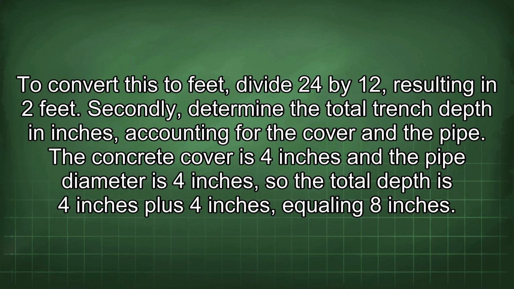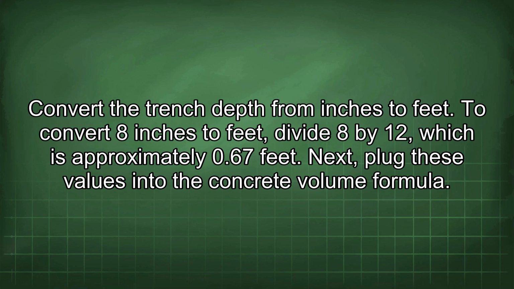Secondly, determine the total trench depth in inches, accounting for the cover and the pipe. The concrete cover is 4 inches and the pipe diameter is 4 inches, so the total depth is 4 inches plus 4 inches, equaling 8 inches. Convert the trench depth from inches to feet. To convert 8 inches to feet, divide 8 by 12, which is approximately 0.67 feet.